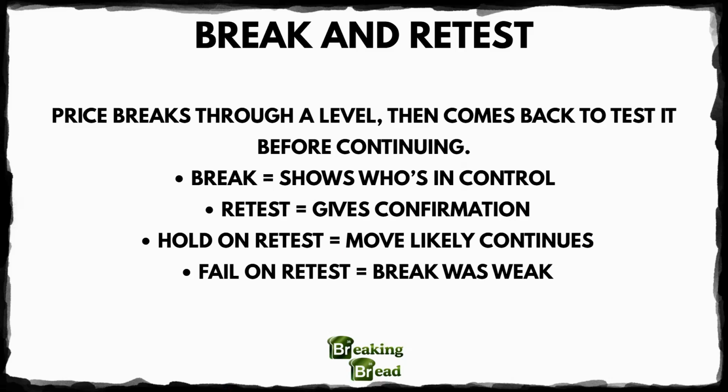So we need to see price break through a level that tells us who's in control, right? We need price to pull back, a temporary trend change, to give us confirmation. We need it to hold that level, meaning it's not closing beyond that level. It can push all day, but we don't want to see it close beyond that level. If we can see the break and the hold on the retest, then that should give us confirmation that that level is strong and price should continue in the direction that was broken. So if buyers broke the level, we should continue heading to the upside. If sellers broke the level, then we should continue heading to the downside.